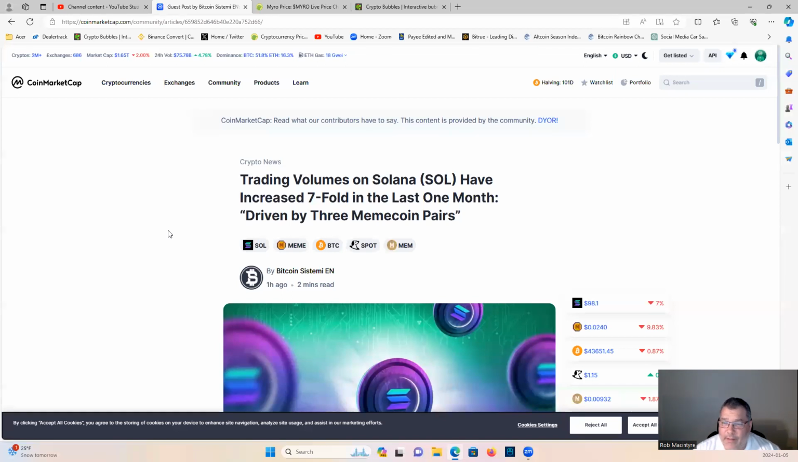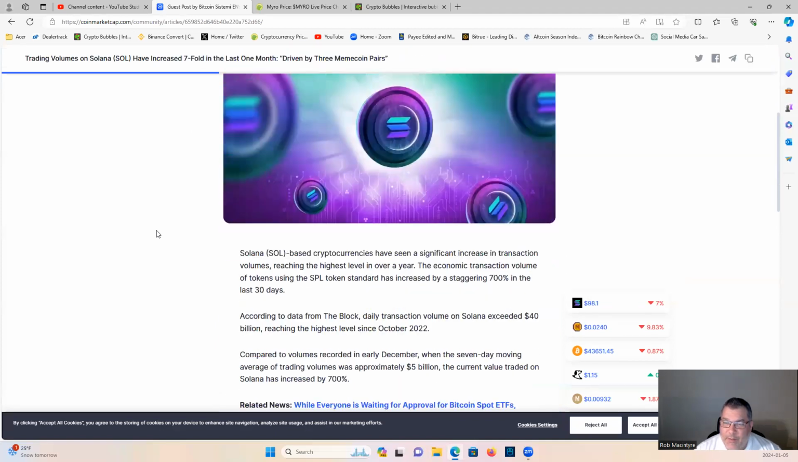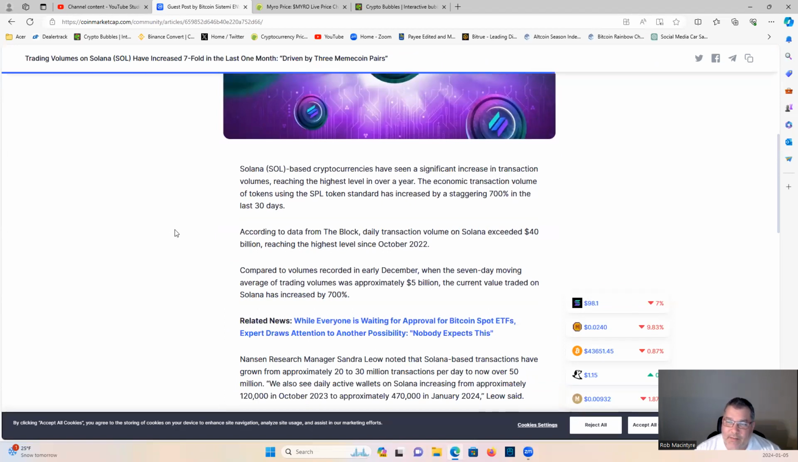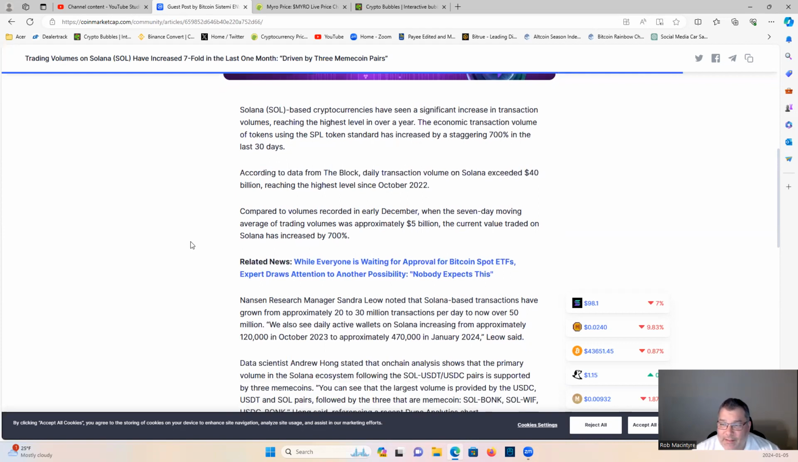Trading volumes on Solana have increased sevenfold in the last 1 month, driven by three meme coin pairs. Let's get into it. Solana-based cryptocurrencies have seen a significant increase in transaction volumes, reaching the highest levels in over a year. The economic transaction volume of tokens using the SPL token standard has increased by a staggering 700% in the last 30 days. According to data from The Block, daily transaction volume on Solana exceeded $40 billion, reaching the highest level since October of 2022.